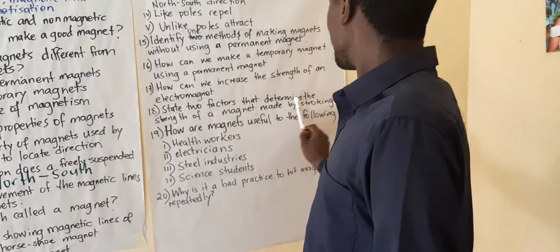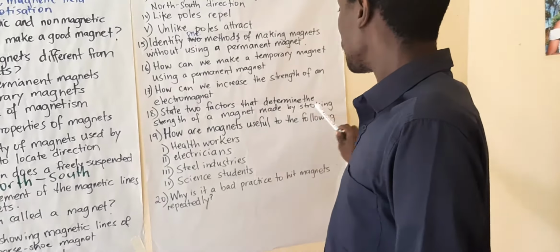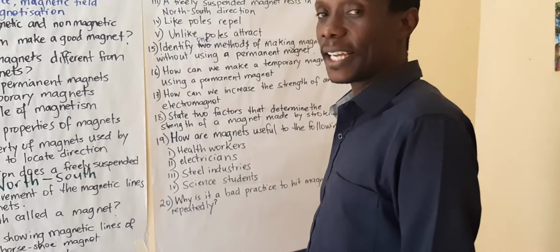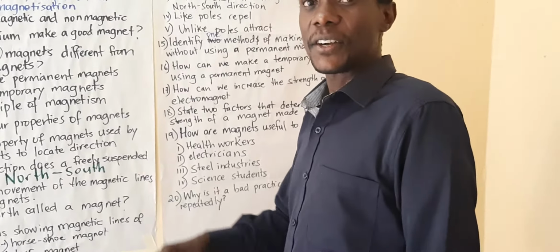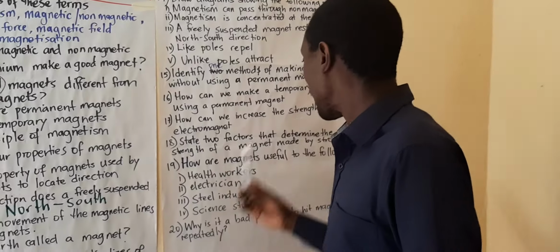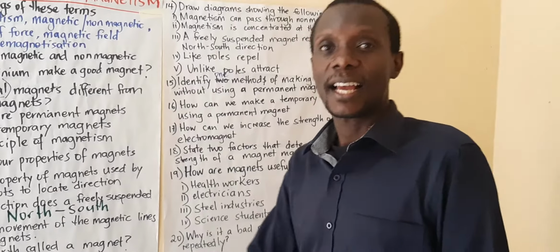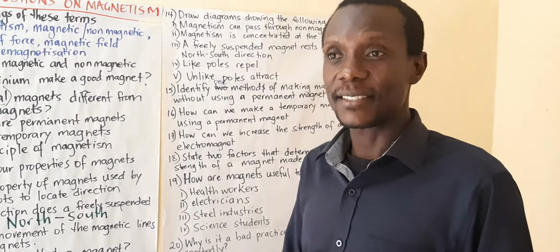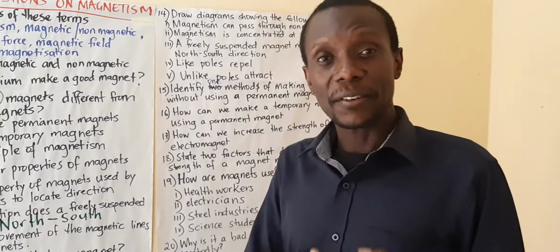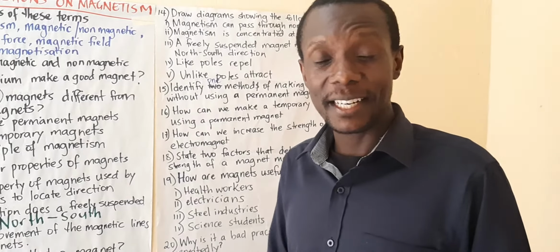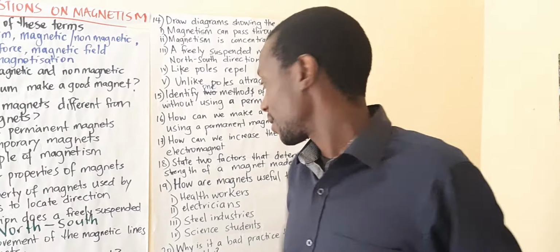State 2 factors that determine the strength of a magnet made by stroking. In the earlier video, we made a magnet by stroking, and we said the factors are the strength of the permanent magnets, the number of magnets you're using, and the number of strokes.